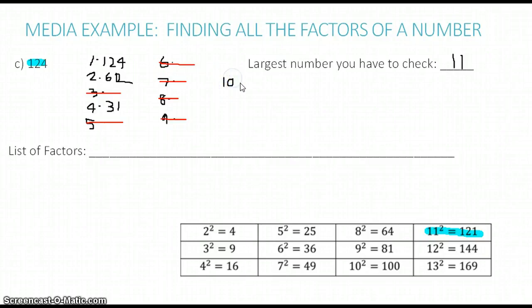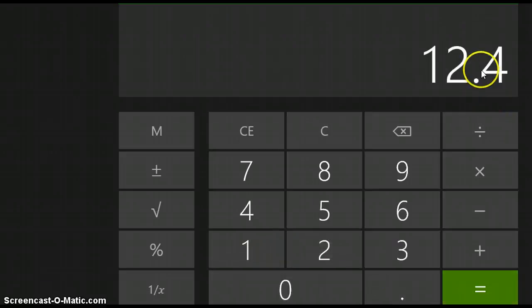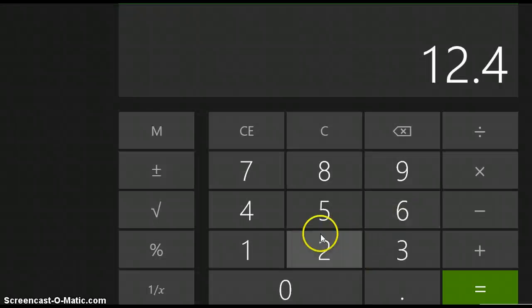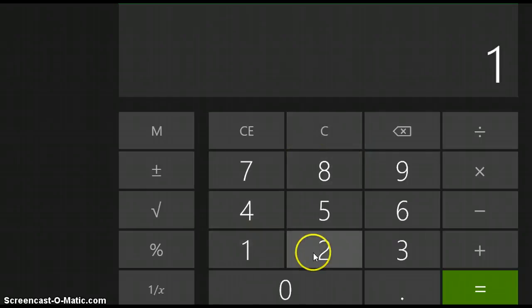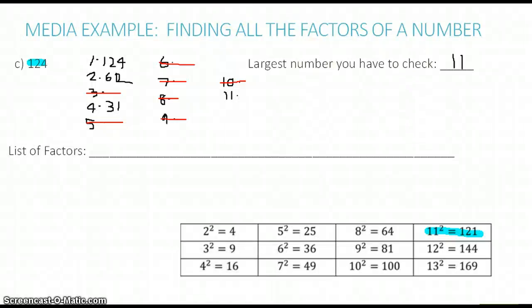We can try 10. Now notice if it was divisible by 10, it would end in a 0. So I know it's not divisible by 10, but let's just use our divisibility method so we can be sure. Now there's 0.4, so there is a remainder. And the last number we need to try is 11. So 124 divided by 11. Well, that's 11, and there's a remainder, so that's also not a factor.